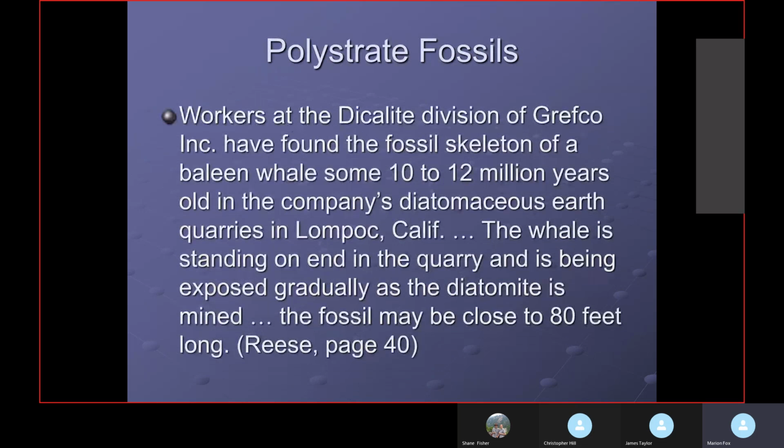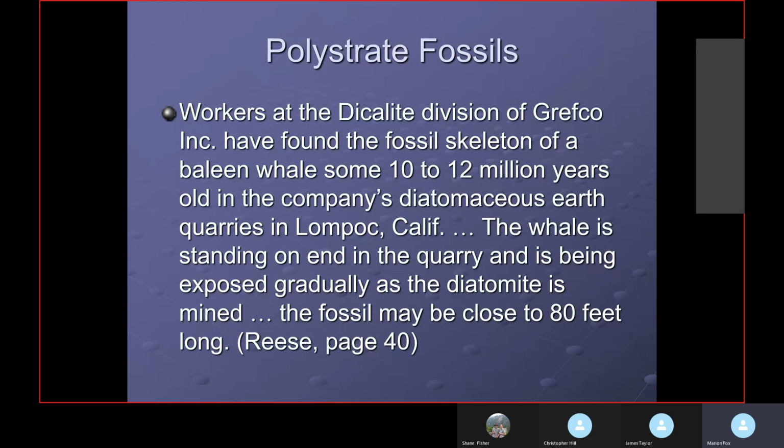Very interesting here. Workers in the Dicalite division of Grefco Incorporated have found the fossil skeleton of a baleen whale some 10 to 12 million years old in the company's diatomaceous earth quarries in Lompoc, California. The whale is standing on end in the quarry and is being exposed gradually as the diatomite is mined. The fossil may be close to 80 feet long.